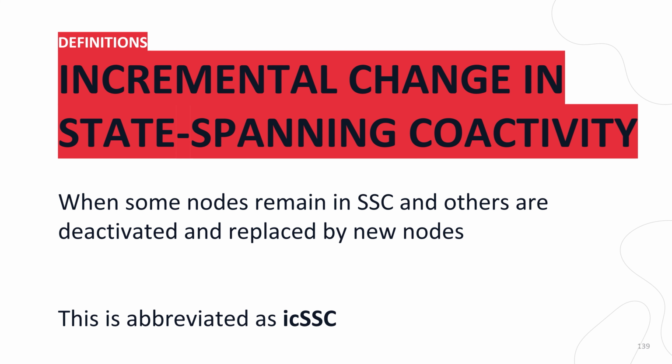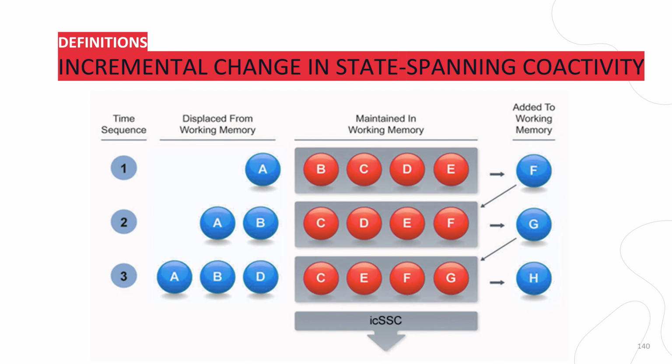Next, we have incremental change in state-spanning coactivity, which occurs when some nodes remain in SSC and others are deactivated and replaced by new nodes. This is abbreviated as ICSSC. So incremental change in state-spanning coactivity, which you can see here, referenced at the bottom of this image, is taken to be the underlying neural substrate of mental continuity. It ties successive thoughts together.